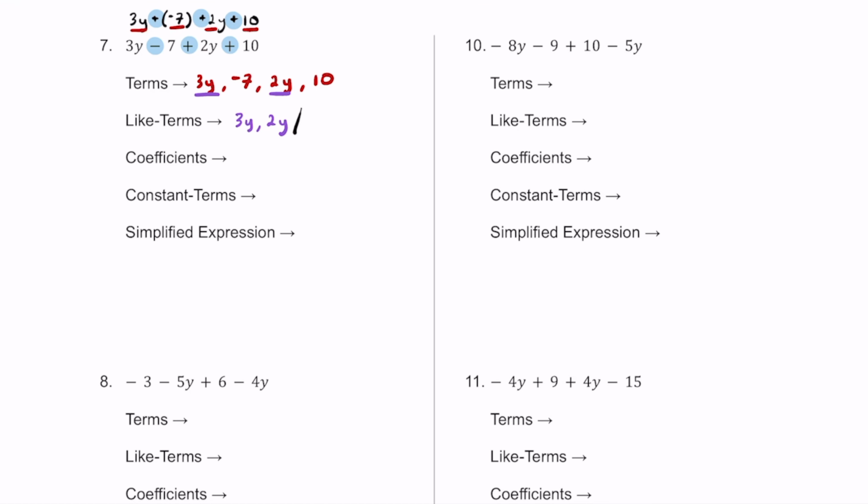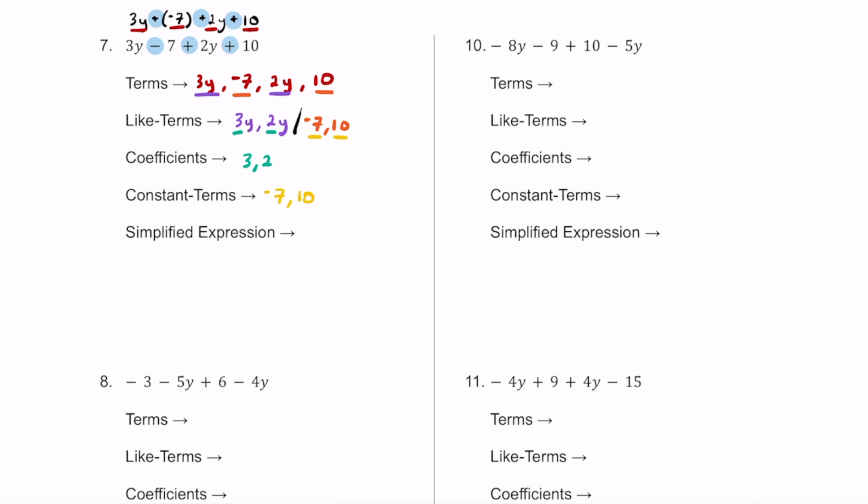And then we can go ahead and say, well, what else are like each other? Well, we have this negative 7 and 10. Those are our constants, so negative 7 and 10. Our coefficients here are going to be this 3 and 2, since they're multiplying by the variable y. And then our constant terms here of negative 7 and 10, those are our constants. They're just regular numbers. In this case, they're integers.